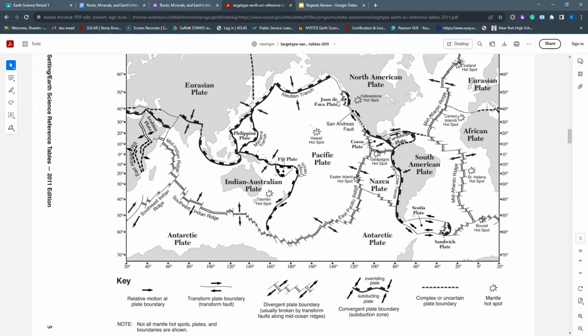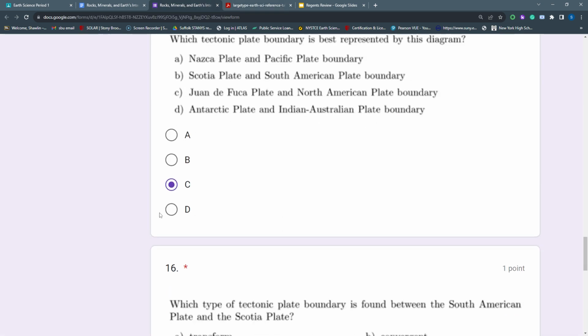Because if you look over here, between the Juan de Fuca plate and the North American plate, it's this symbol, and this symbol represents a convergent plate boundary. The correct answer is C.